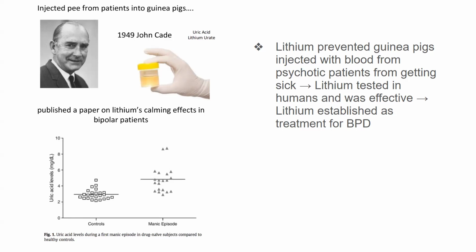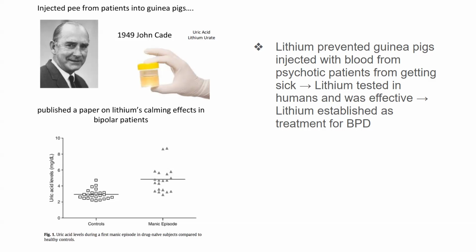because the urine from these patients with psychosis and mania has increased levels of uric acid. What we know about uric acid is it's associated with increased levels of inflammation, and increased levels of uric acid are not good for you. So these guinea pigs got really sick when they were injected with this urine from diseased patients. In a separate experiment, he put lithium in the urine from these patients, so the lithium could dissolve the uric acid, and then he injected the urine into the guinea pigs. And the guinea pigs no longer got sick.